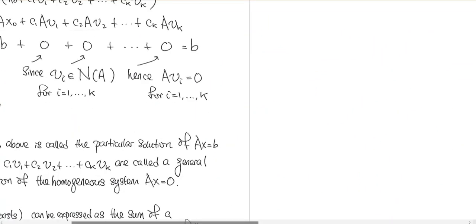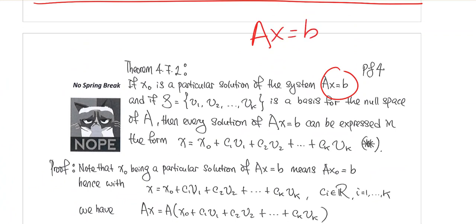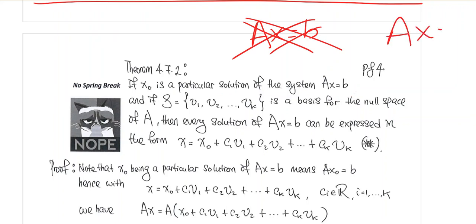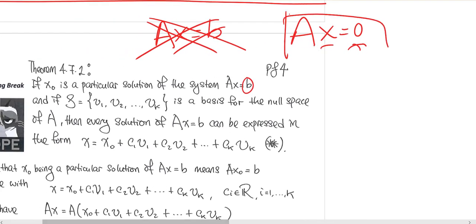Now, let's look at the theorem. Theorem 4.7.2 says that if you look at the system AX equal to B and you found one of the solutions, X naught, that's a particular solution of AX equal to B. And suppose you get sick and tired of this and you say, I'm going to solve for this while completely ignoring the B. I don't solve for B, I solve for 0, which means that you drop the B and you look at the system AX equal to 0 and try to solve for it.